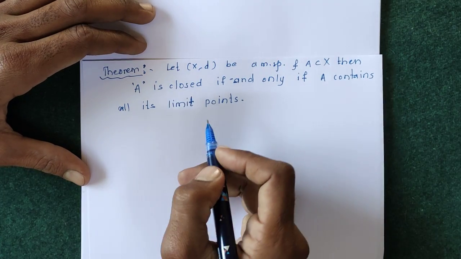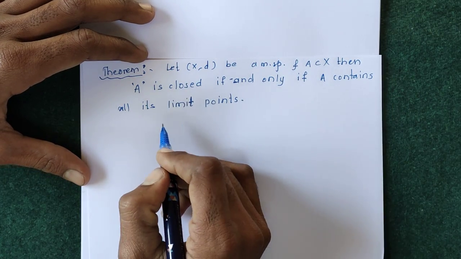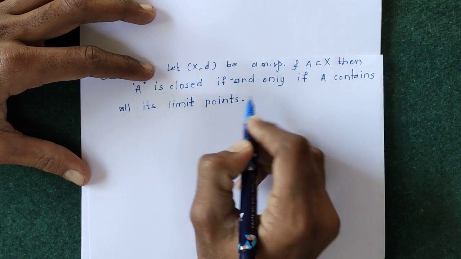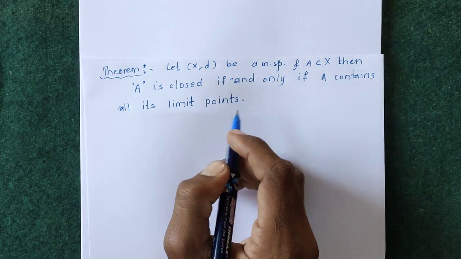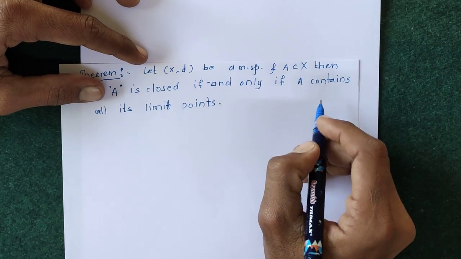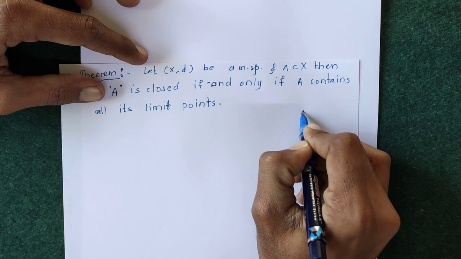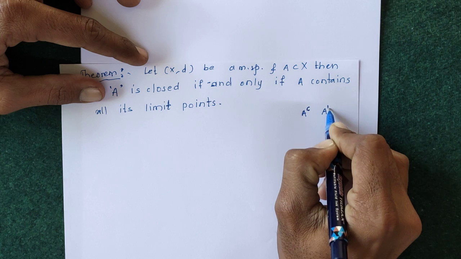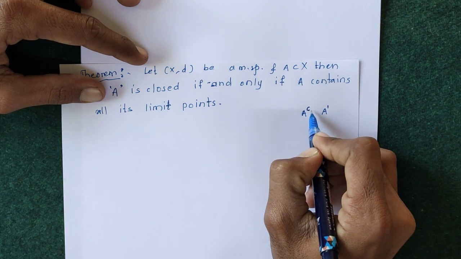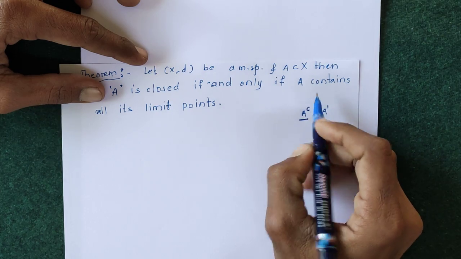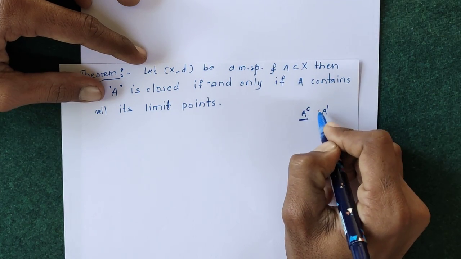In the notes that I have given you in the description of the previous video, there is one correction. The notation of the complement of A is A complement, not this notation, which is the set of limit points. There is a mistake in those notes, so just make that correction.